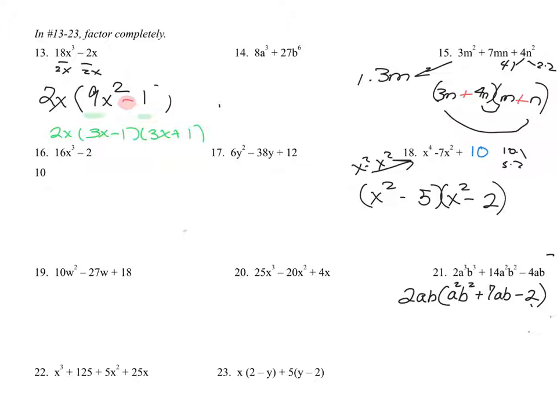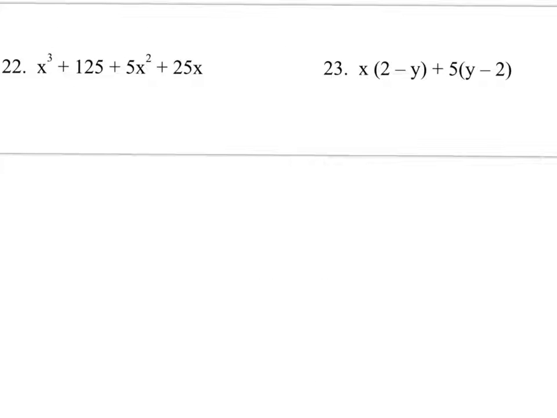So let's take a look at 22 and 23. All right, so for number 22, can I pull out a GCF? Because that's the first thing we think about. I can't. How many terms do I have? I have 4. Yay! So what we can do is we can group things together. If I group these two, I have something in common. But if I group these two, I don't. So let me rearrange my groups.